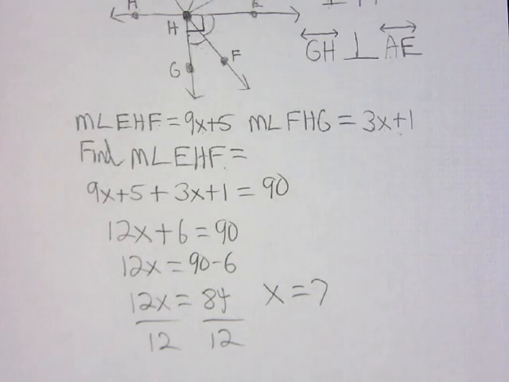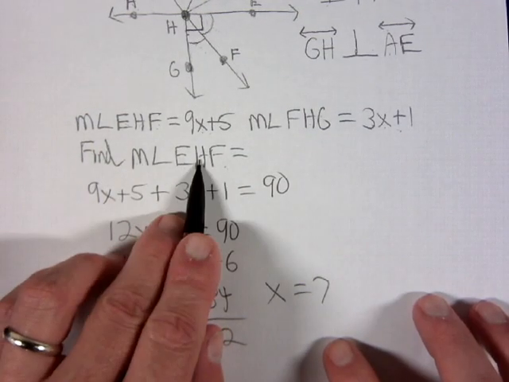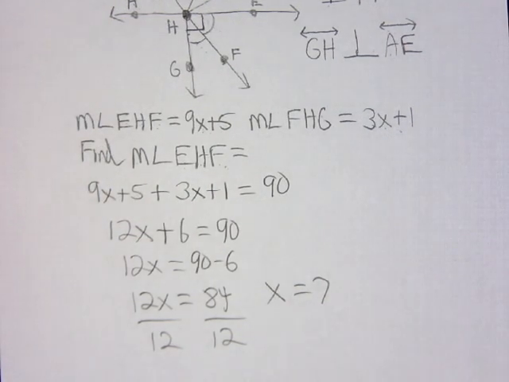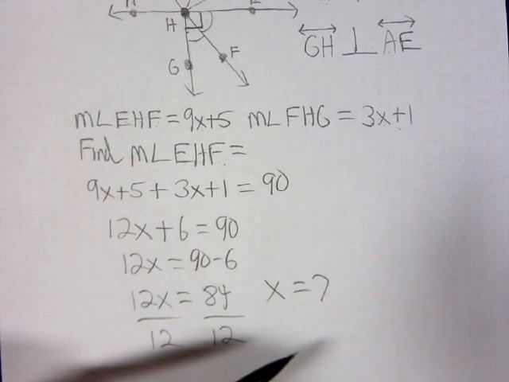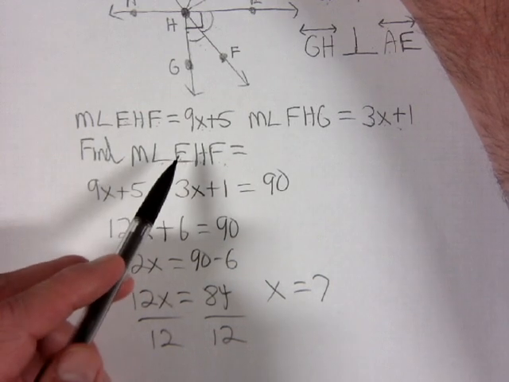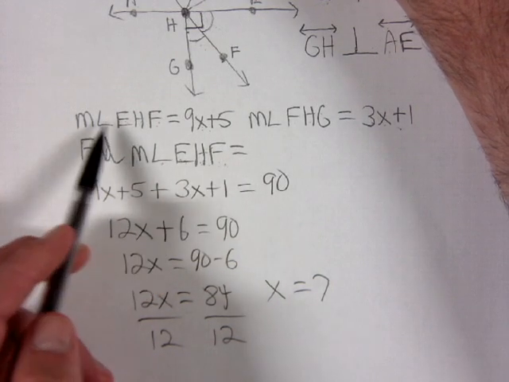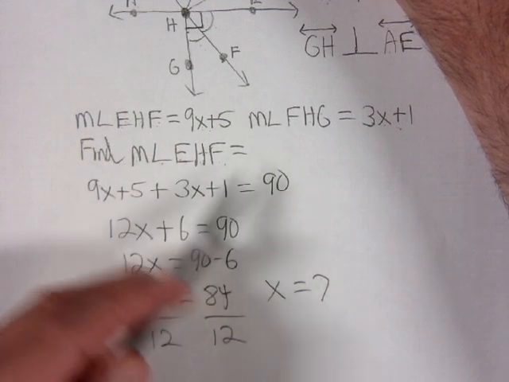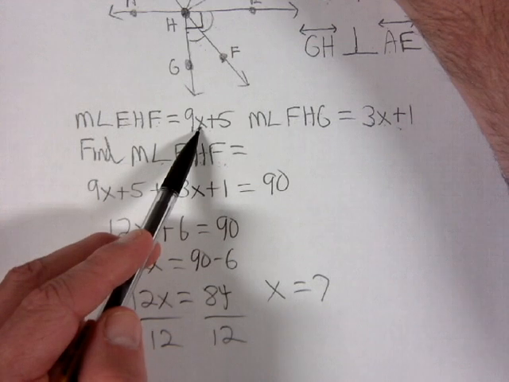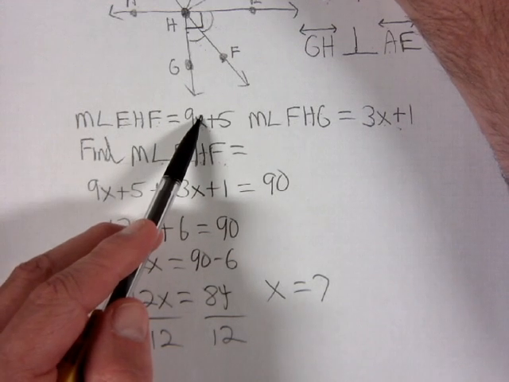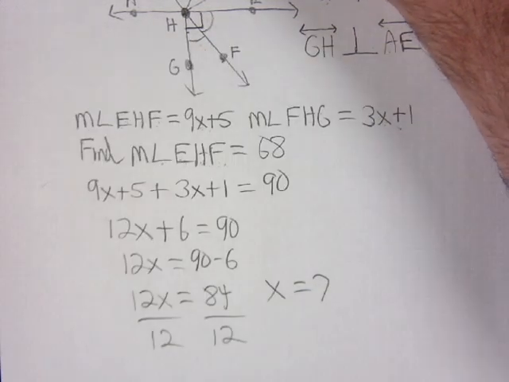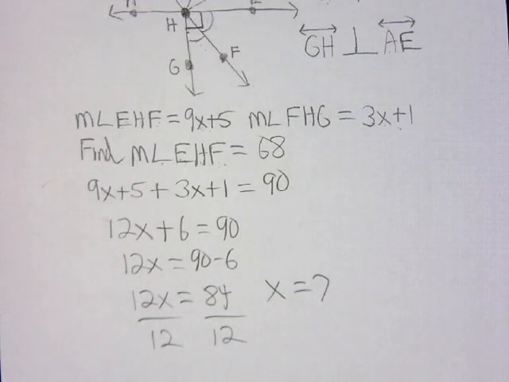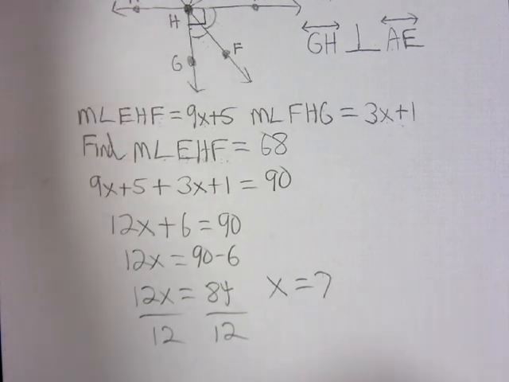Which of course is not my right answer, because what did they ask me for? EHF. Now you will have some problems where it says find x. And if it says find x, you're done here. But if it says find something else, you've got to find that something else. So that something else in this case is angle EHF. I need to find its measure. Well, they give me EHF in terms of x, so I can now plug 7 in here. And so I need to do 7 times 9 is 63, plus 5 will give me 68 as my correct answer. All right, so again, find the relationship that will allow you to make an equation, solve that equation for x, plug the x into the right place to get the answer that they've asked you for.